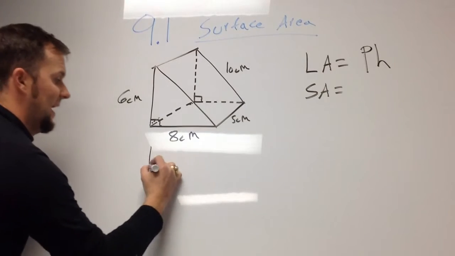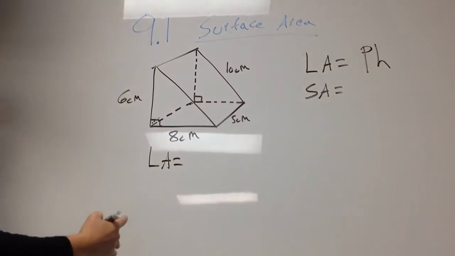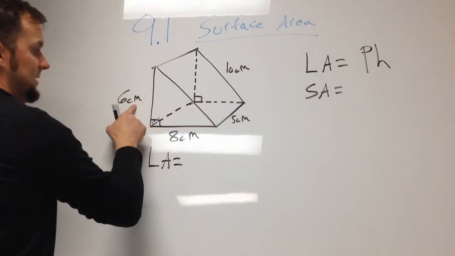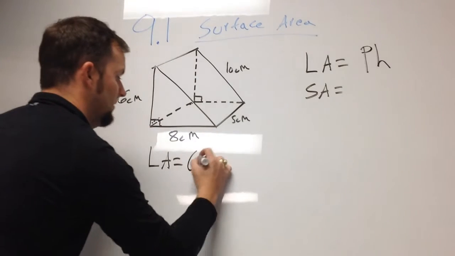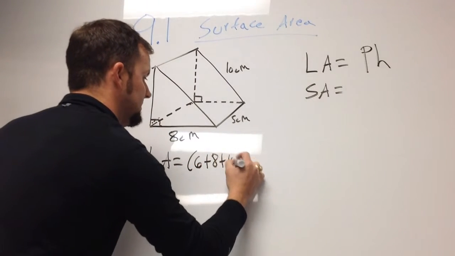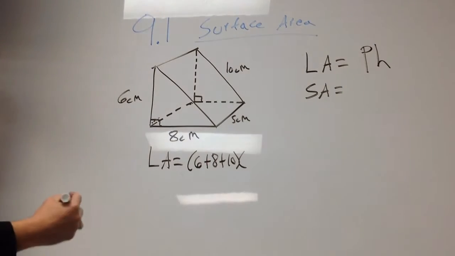So right here to find lateral area, I'm going to do the perimeter of the base. So 6, 8, and 10. I'm going to add all those together. So 6 plus 8 plus 10. Then I'm going to multiply it times the height.